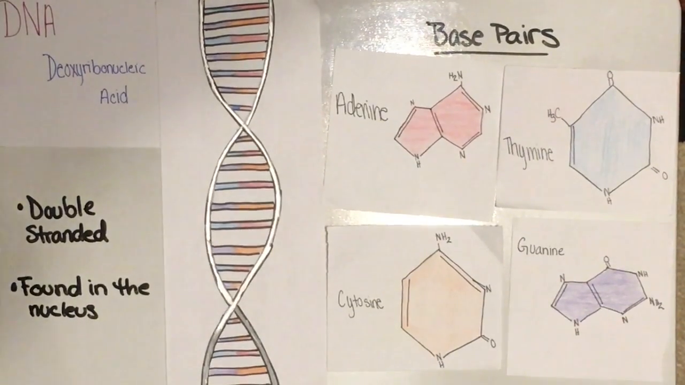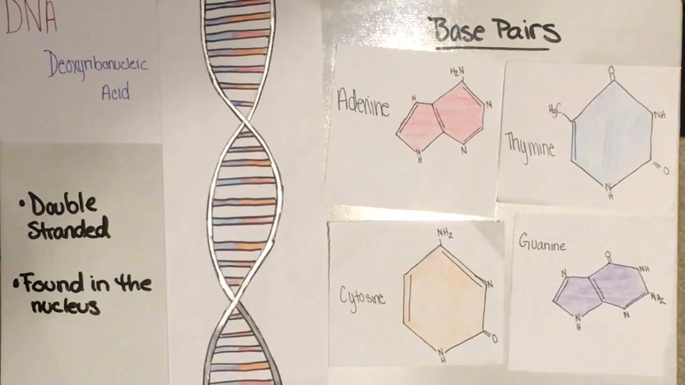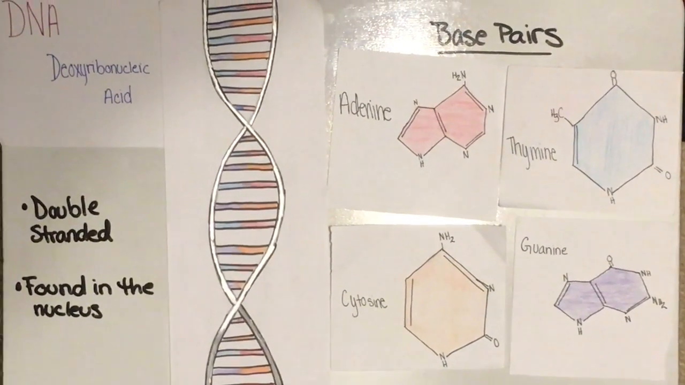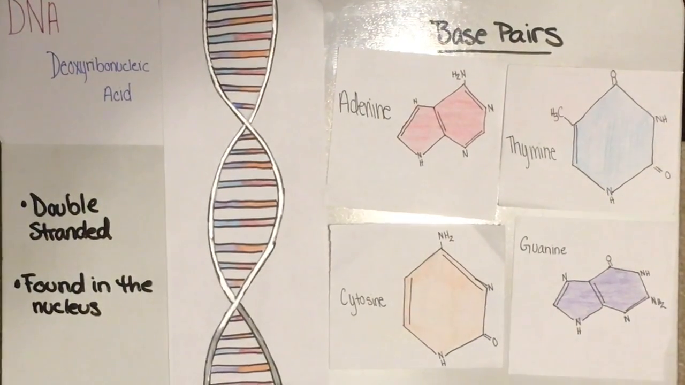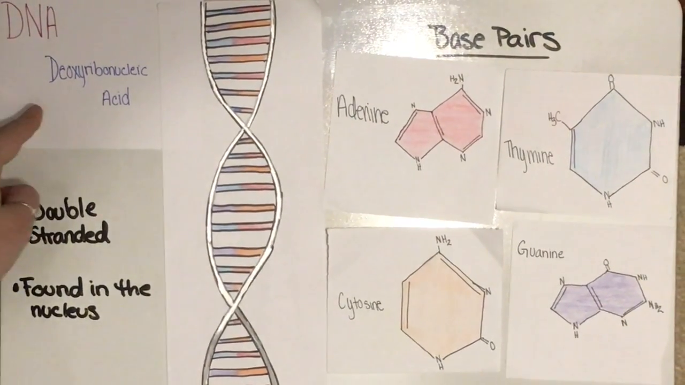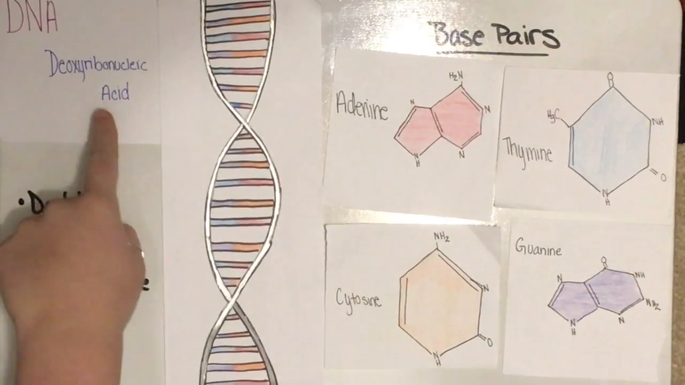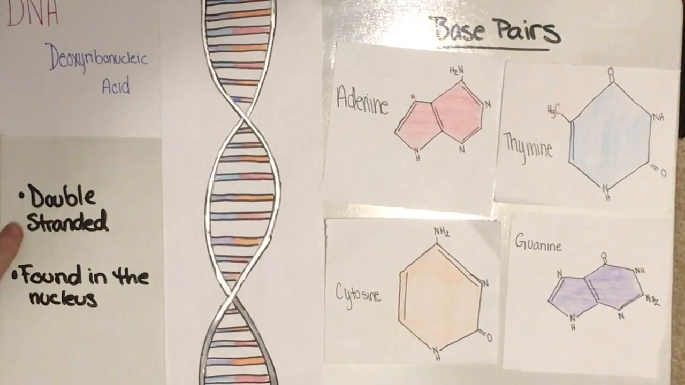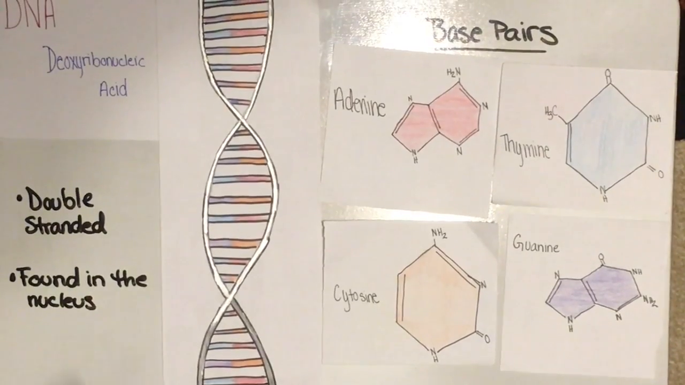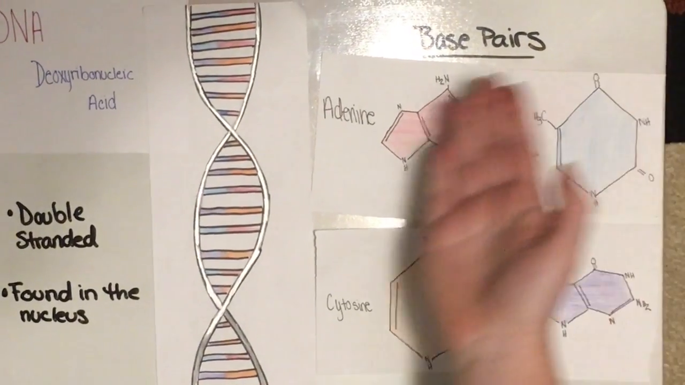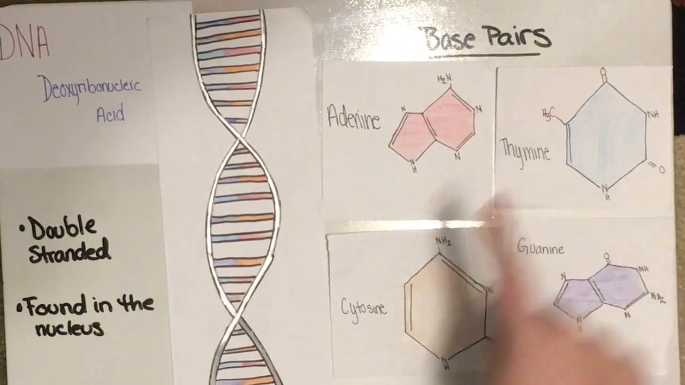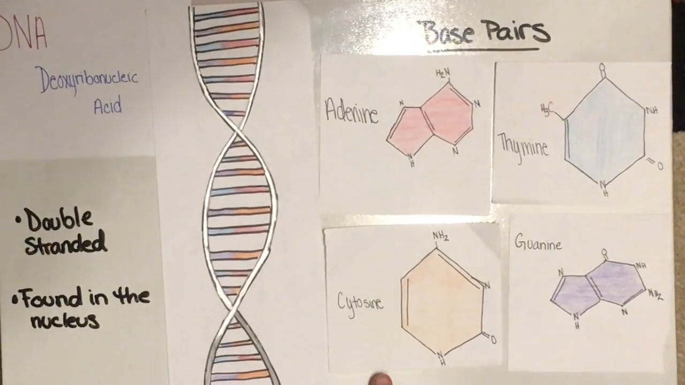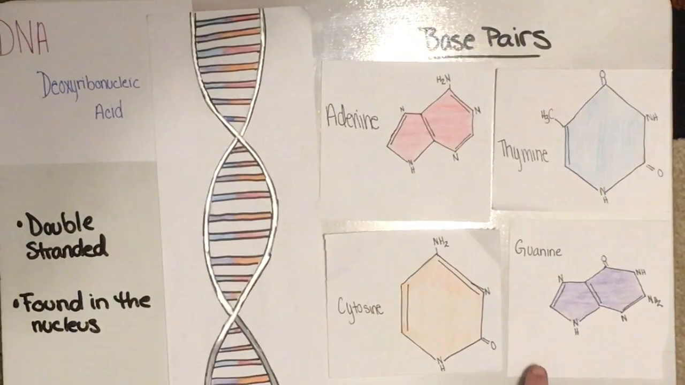So next, let's take a look at DNA versus RNA. DNA is deoxyribonucleic acid, and it is double-stranded and found in the nucleus. The DNA base pairs include adenine, thymine, cytosine, and guanine.